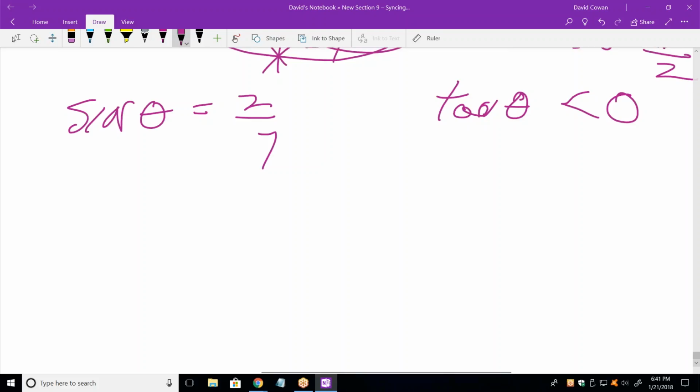Okay, so the sine is 2 over 7, because its tangent of theta is less than 0. Let's see. What's the next thing you want to do, given those two pieces? Find the quadrant, right? What quadrant's it in? It's less than 0, so it's in the second or fourth. And then because sine is positive, it means it's in the second. Good. Now the next step.